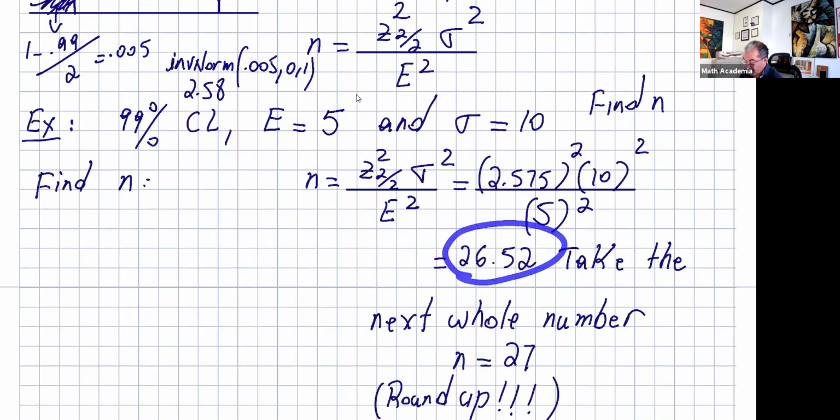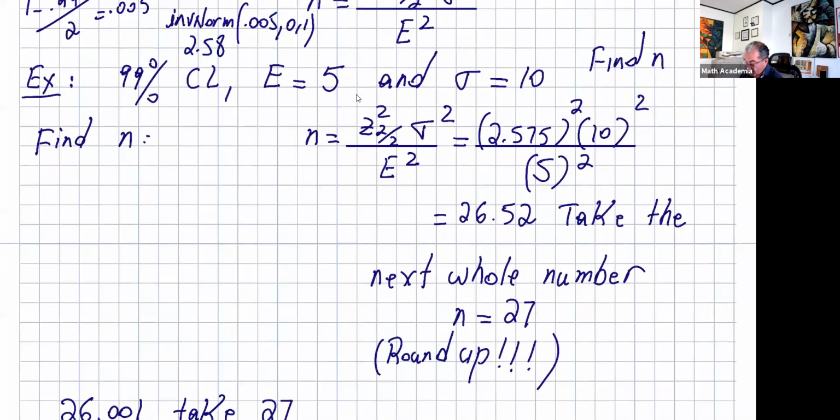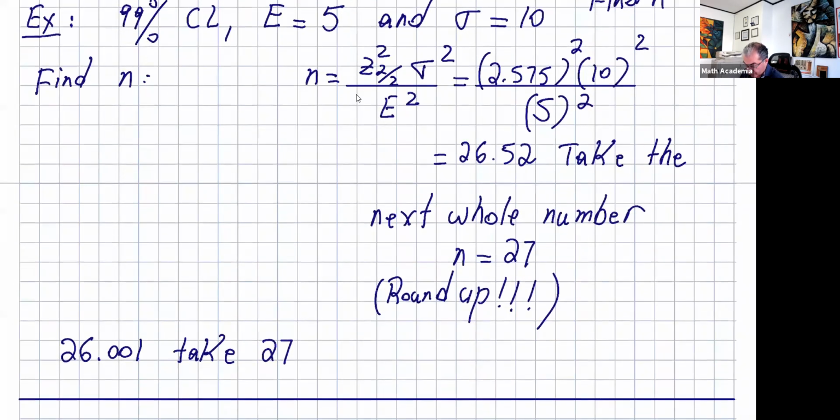26.52. You can't use this number because sample size cannot be a decimal. And as I mentioned before, you take the next whole number. So in this case, n is 27. Don't forget to round up for the sample size. Even if the number is 26.001, you have to take 27, which is the next whole number.